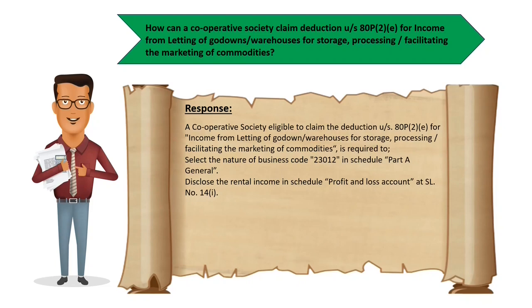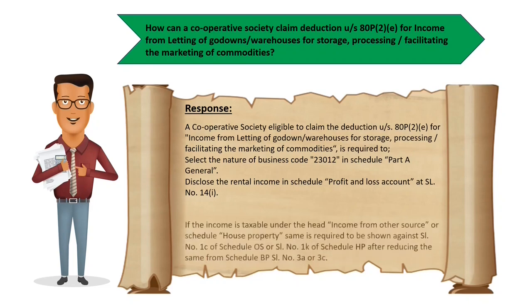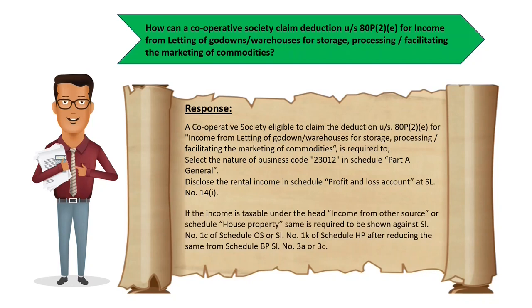Also, it is required to disclose the rental income in Schedule Profit and Loss account at serial number 14.1. If the income is taxable under the head income from other sources or Schedule House Property, the same is required to be shown, again at serial number 1C of Schedule OS or serial number 1K of Schedule HP after reducing the same from Schedule BP, serial number 3A or 3C.